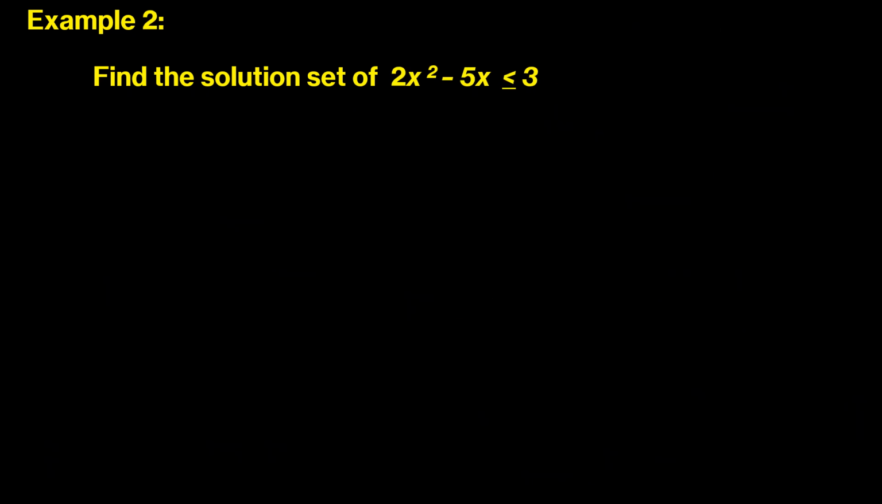Another example, find the solution set of 2x squared minus 5x is less than or equal to 3. So we have to arrange this first into the form of a quadratic equation. So 2x squared minus 5x, 3 here is on the right side, so we have to transpose it to the left side. It will become negative 3 now, is equal to 0.